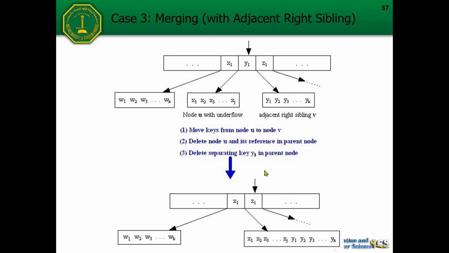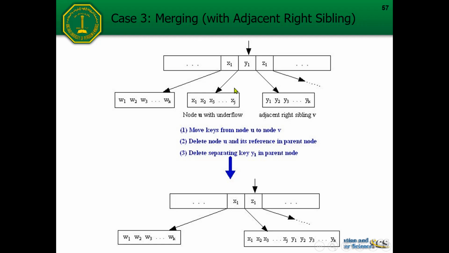The third case is not the rotation anymore, but the merging operation. In this case, this is the node U, the node with the underflow, and because the siblings do not have a key that can be shared with the node U, we cannot borrow a key from the sibling. What we can do is combine them together. We do the merging to them.